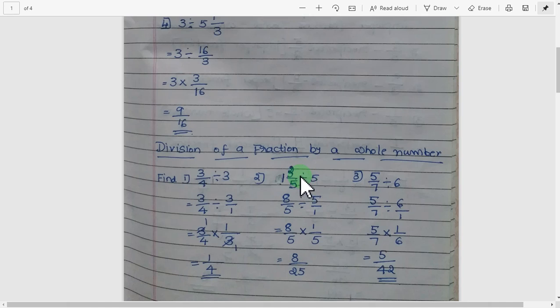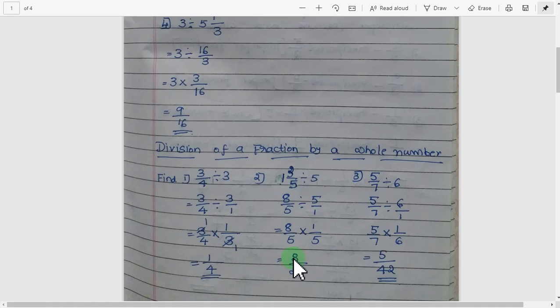Next example, 1 3 by 5 divided by 5. This is a mixed fraction. Always when a mixed fraction comes, don't change division into multiplication first. First convert that into an improper fraction. So 5 ones are 5 plus 3, 8 by 5 divided by 5 by 1. We have made 5 a fractional number, so 5 by 1. Next you write division as multiplication. At that time the reciprocal of 5 by 1 is 1 by 5. So 8 into 1 is 8, 5 into 5 is 25.